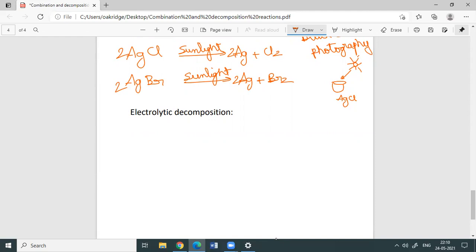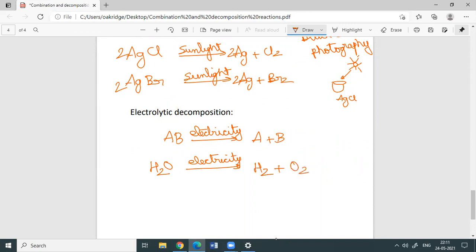And the last one is electrolytic decomposition reactions, children. Electrolytic decomposition reaction is carried out in presence of electricity. If you take AB and you are decomposing it to A and B in presence of electricity, it is an electrolytic decomposition reaction. Our textbook only recommends one example, that is water decomposition, children. If you take water and provide electricity to it, it gives out H2 and O2. Here, if you take liquid water, it gives out gases at the cathode and anode.